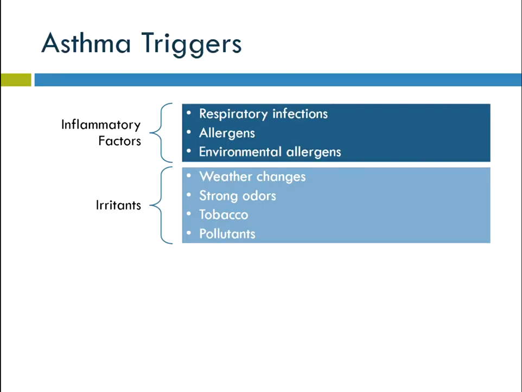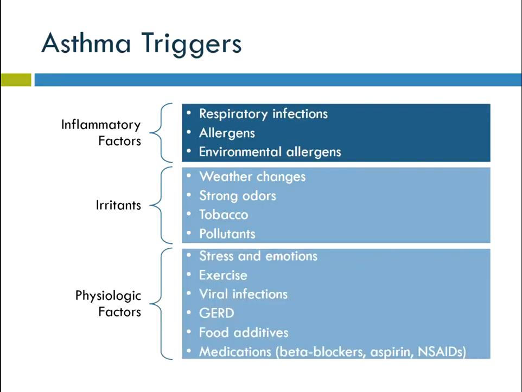Strong odors, which is why we have had to add to the syllabus to not wear very strong perfumes and colognes and things like that, because strong odors can trigger other things. Tobacco and pollutants are also different types of irritants. Then we have some physiological factors. So stress and emotion can trigger someone's asthma. Exercise, viral infections, GERD, what's GERD?